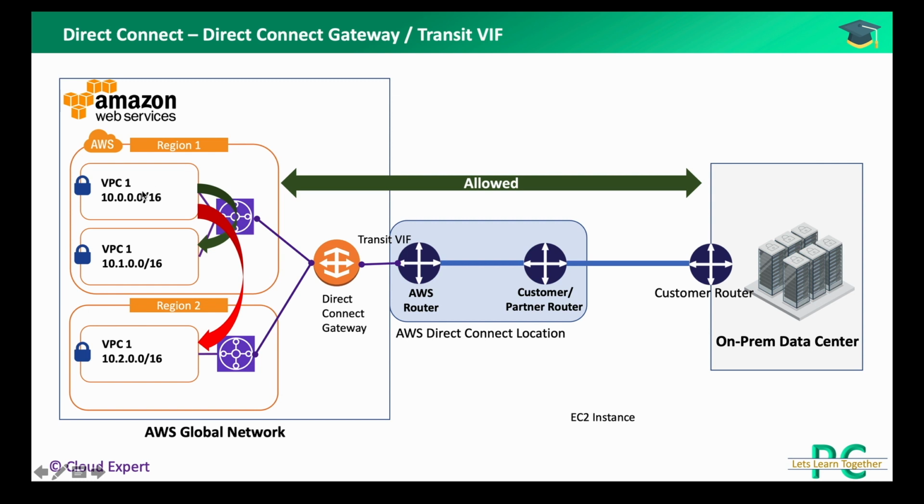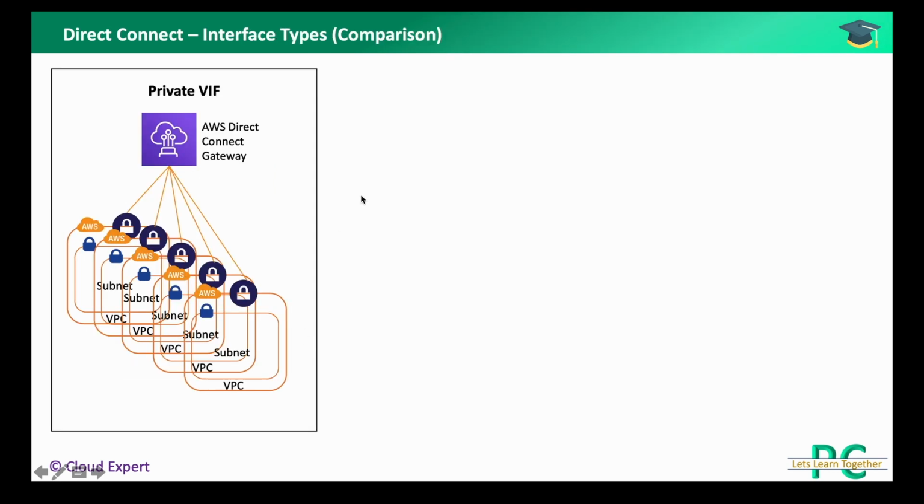You will be able to flow your traffic from any VPC in any region to the on-prem data center and vice versa. Since you have used a transit gateway, you will be able to communicate between the VPCs in the same region. But if you do not have a transit gateway peering between the regions, traffic flow from one region to the other region is not allowed. Hope this clarifies. Now let's compare the different interface types we have discussed.